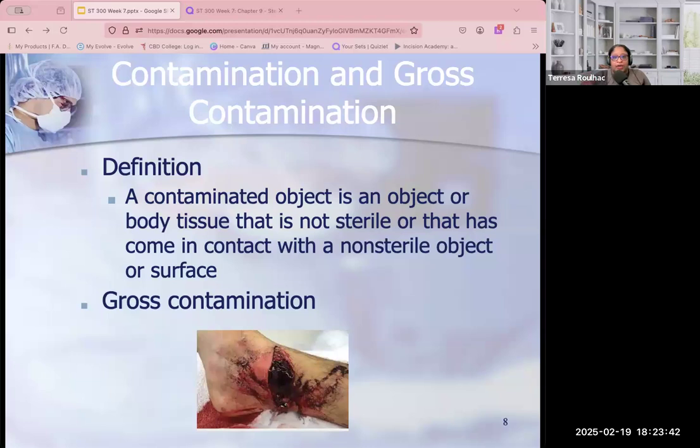We look at examples of gross contamination. It's an event in which a sterile item or surface has come in contact with non-sterile items or surfaces.